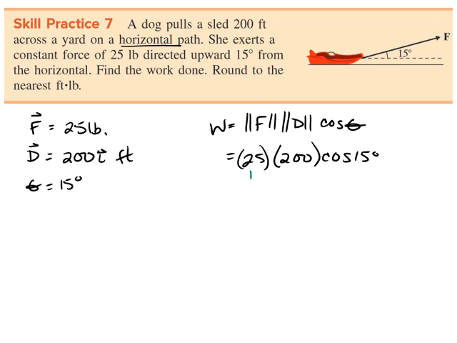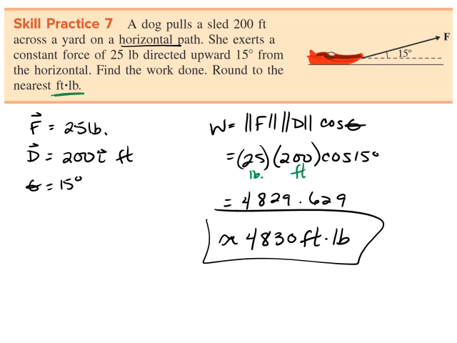The force is measured in pounds. The displacement or the distance is measured in feet. It tells us that we want it to be in foot-pounds. Multiplying all of this out, we should get on our calculator 4,829.629. But it tells us that we want it to be rounded to the nearest foot-pound. So we'll round up to 4,830 foot-pounds. And that concludes Chapter 7.